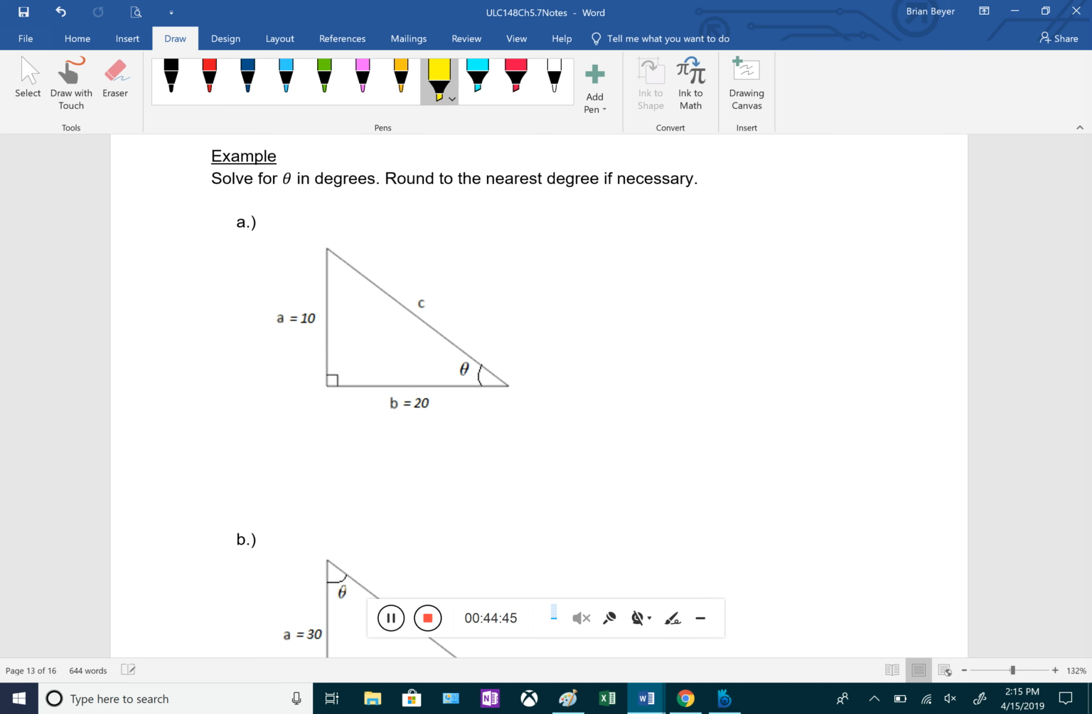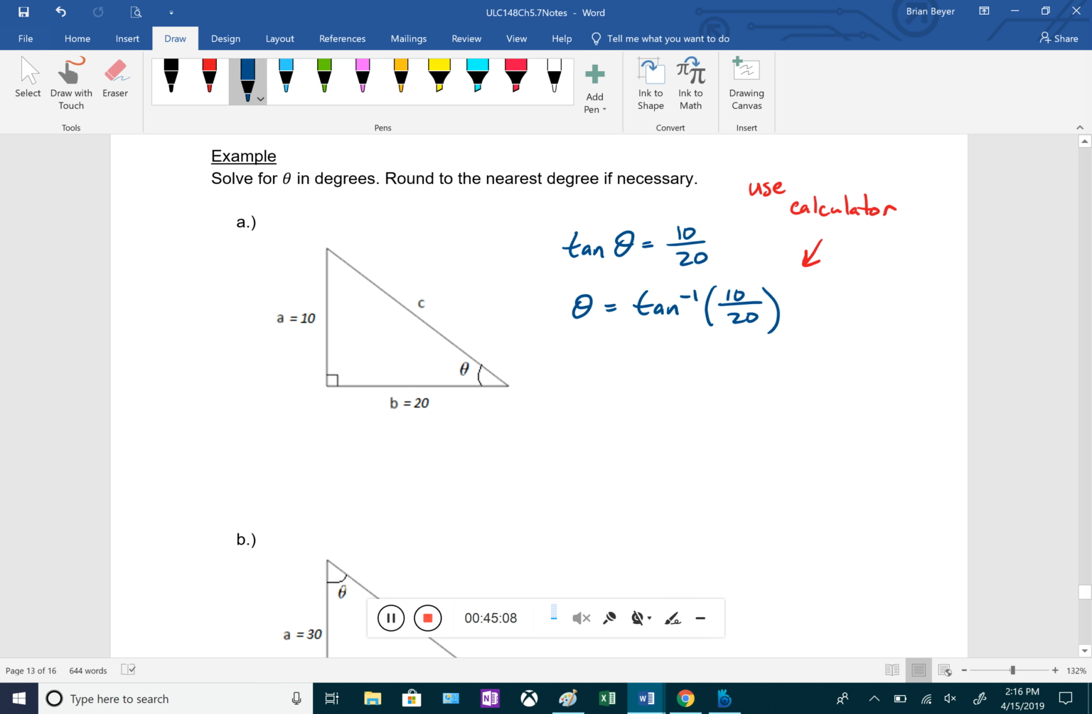tangent. So tangent of theta equals opposite over adjacent, 10 over 20. That means theta equals tan inverse of 10 over 20. I'll make a little note that we should use our calculator. Plugging this in degree mode, you hit the second button and then you hit tangent. Theta equals, rounding to the nearest degree, 27 degrees. So tan inverse of 10 over 20 is 27 degrees.